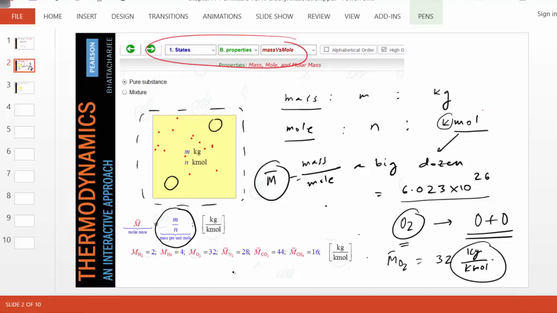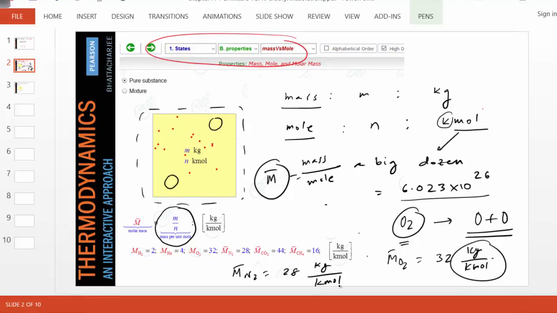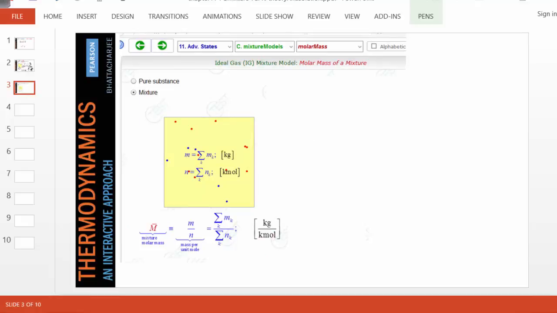So the molar mass of nitrogen, for instance, is 28 kg per kilomole, which means if you take the same number of nitrogen molecules, a kilomole of nitrogen, you will get 28 kg. A big dozen, or a kilomole of oxygen, will have a mass of 32 kg. So for a pure substance, for a pure gas, it's clear what the molar mass means, and we can easily extend that definition to a mixture.